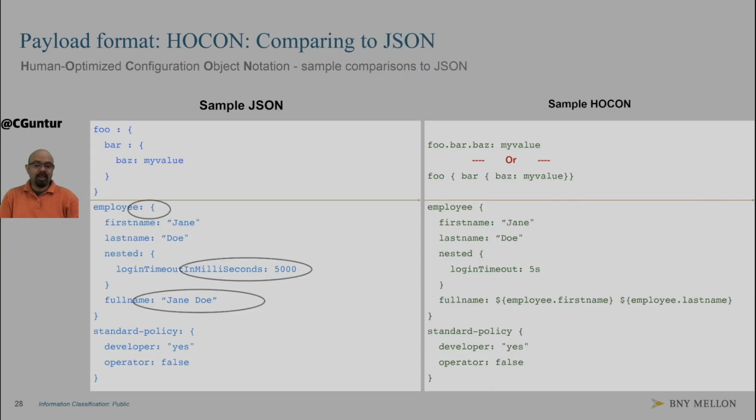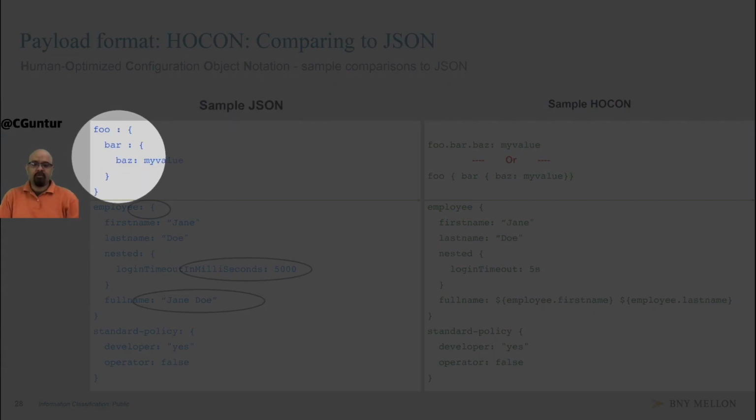Moving on, here is a sample comparison between a JSON payload and a HOCON payload equivalent. On your left, you have a foobar bars in JSON, where bars has a my value.